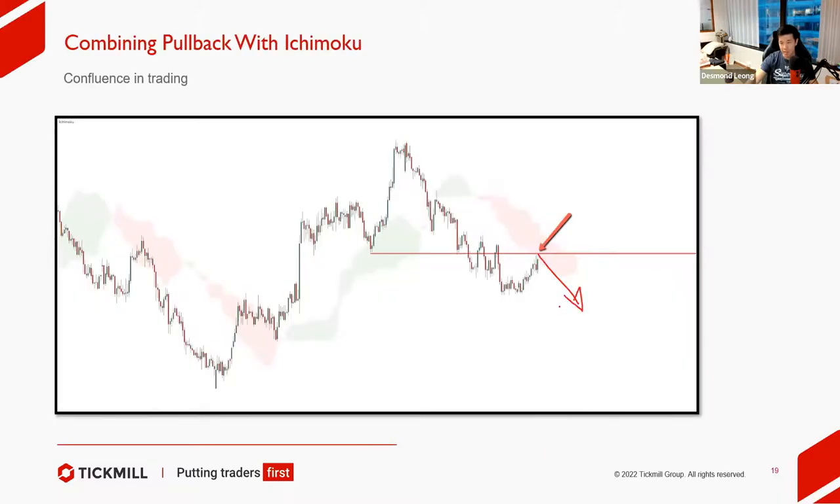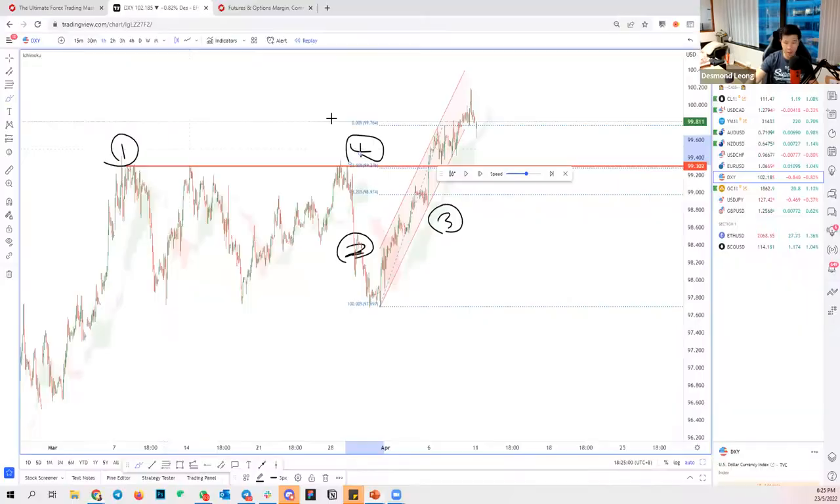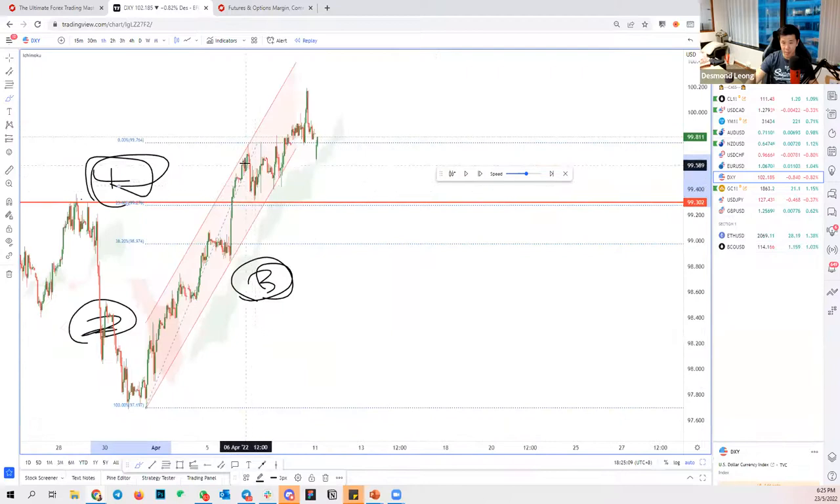Basically, that's how you combine multiple of them together. Let me see what my example is over here. You combine one, you combine two, you combine three, you combine four. That gives you the highest probability of this bounce happening over here. And I hope you get the idea, right?